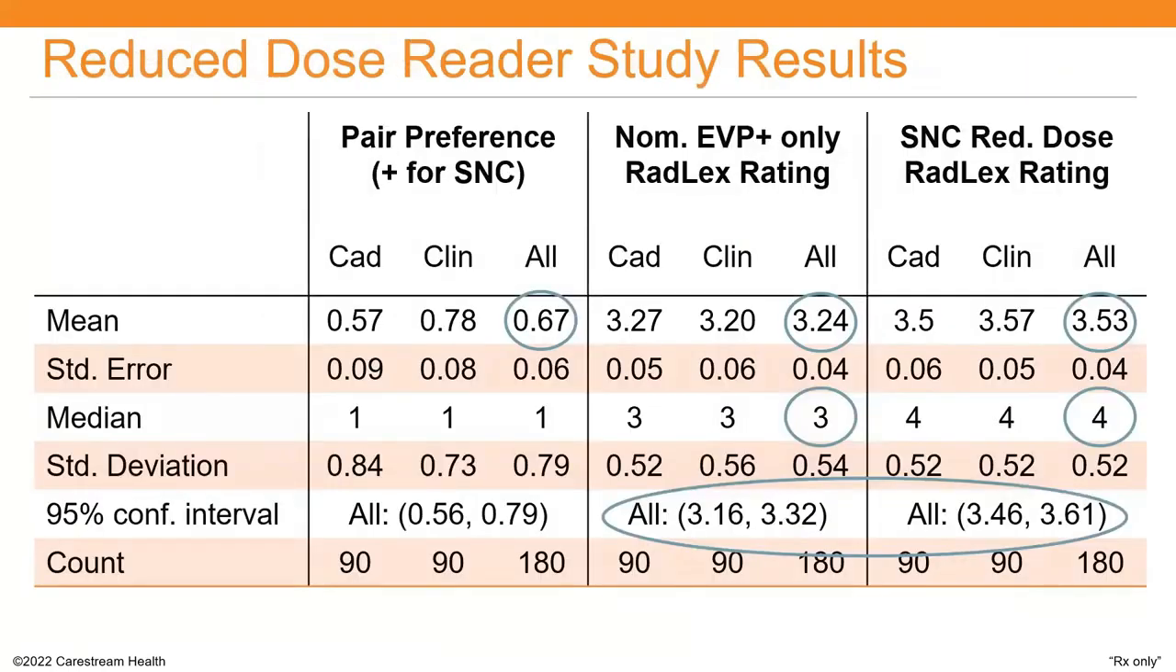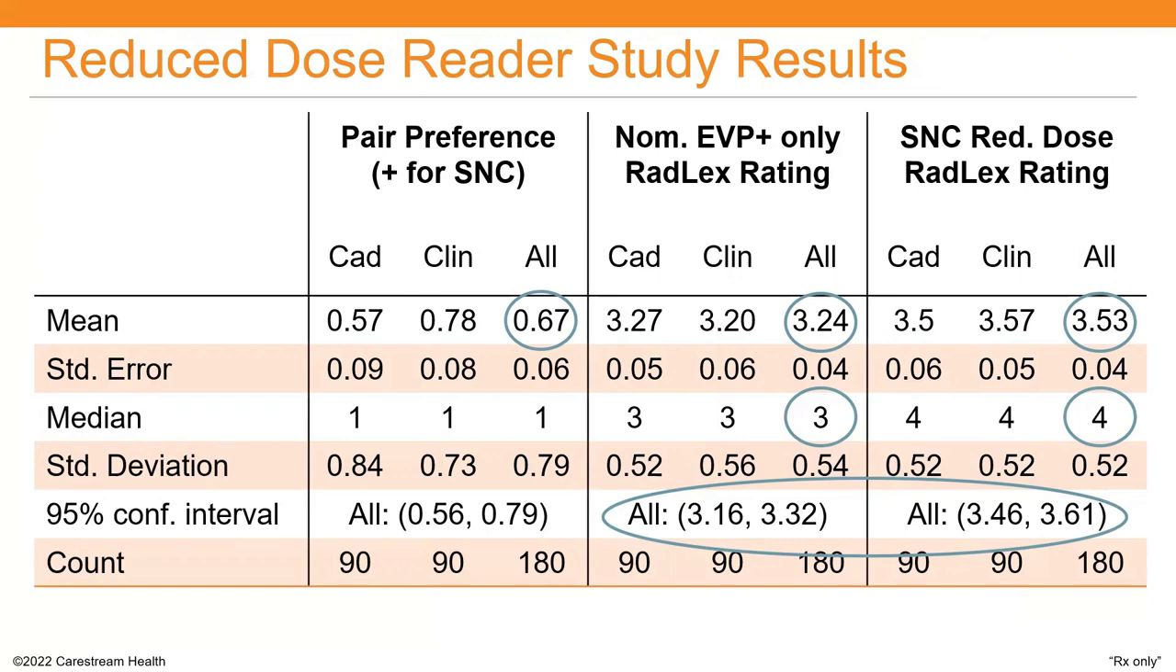From the descriptive statistics of the data, the mean preference of 0.67, positive indicating favor for reduced dose with SNC, is greater than the difference that matters, 0.5, indicating preference for reduced dose images with smart noise cancellation processing. The difference in preference ratings between the image types, cadavers versus clinicals with simulated noise, is not significant.